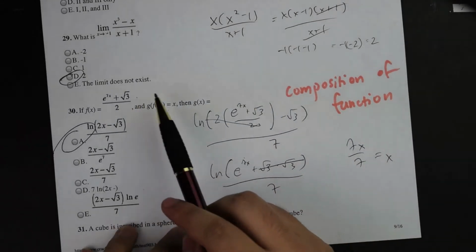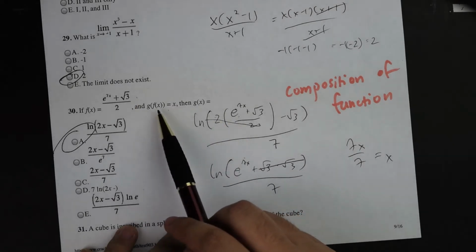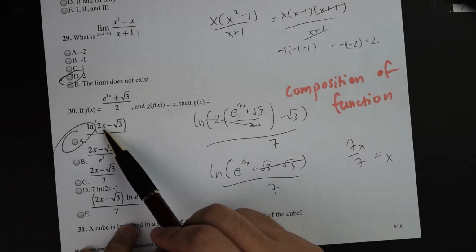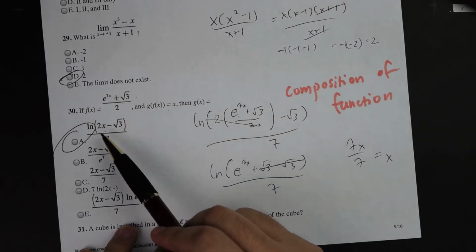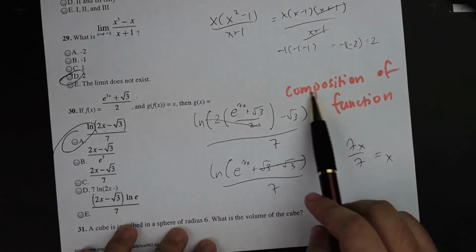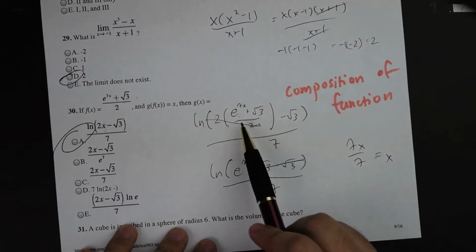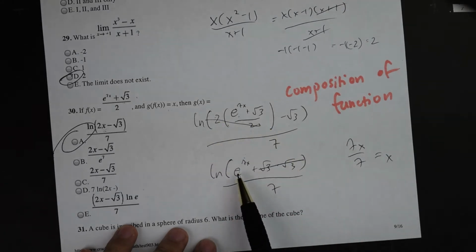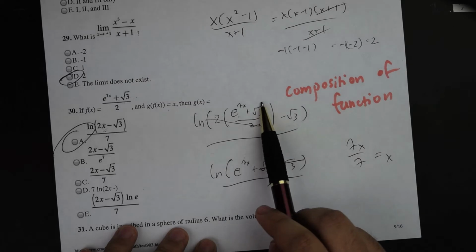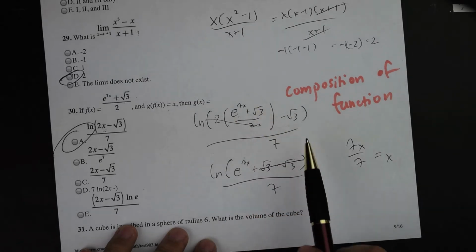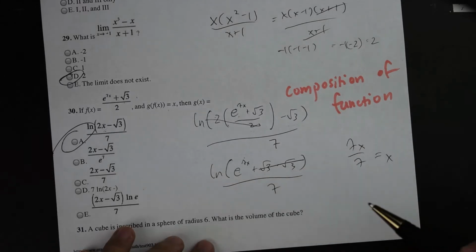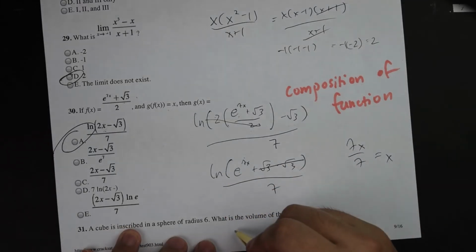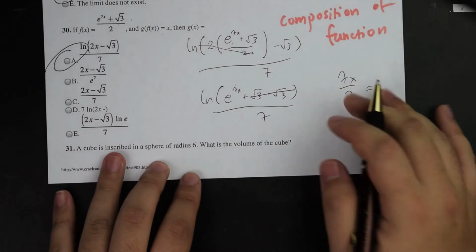So what happened was that I plugged it in. I replaced my x with this function, e to the 7x plus square root 3, over 2, and made this equation. Afterwards, I saw that these 2's will cancel out. And thus, I was left with e to the 7x plus square root 3, which was part of the equation still, minus square root 3. I noticed that the square root 3's will cancel out. And thus, technically, I was left with, and I'm going to write the actual terminology right below so that you can see what I did afterwards.